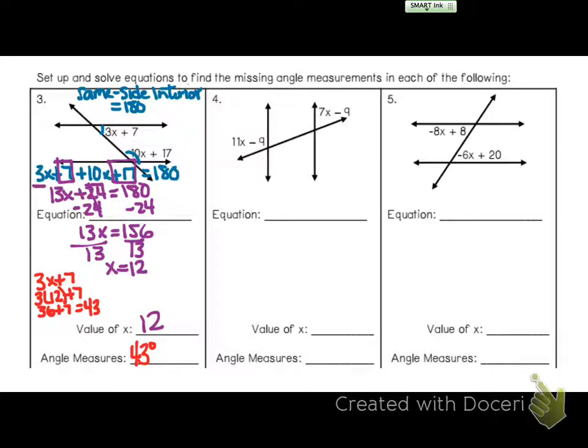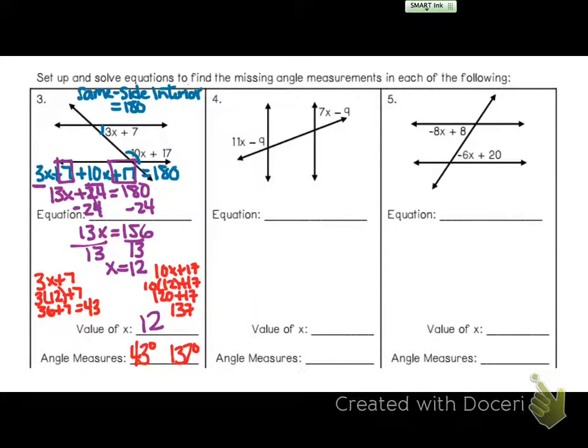Yes, to make sure that they equal 180 degrees, but that is just to make sure it's right. So we have 10x plus 17. So 10 times 12 is 120, plus 17 is 137. What I would do if I were you is add 137 to 43 and see if I get 180. Did you get 180?